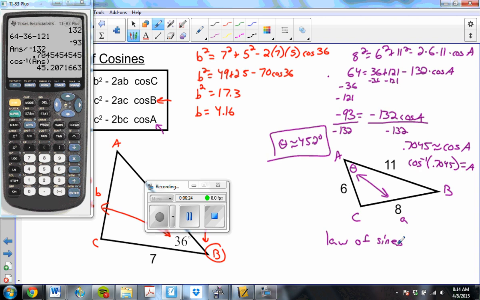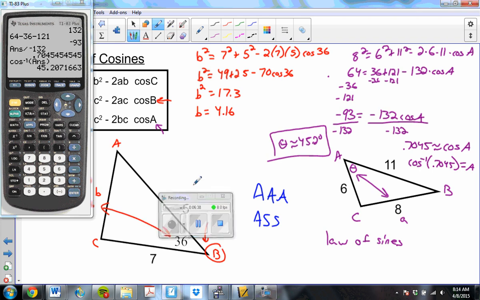So you use law of cosines if you have an angle, angle, angle triangle, or an angle, side, side triangle. In geometry, you were told you can't solve the ASS triangles because they're a pain. But now that we have law of cosines, we can. So the ASS triangles aren't so bad.